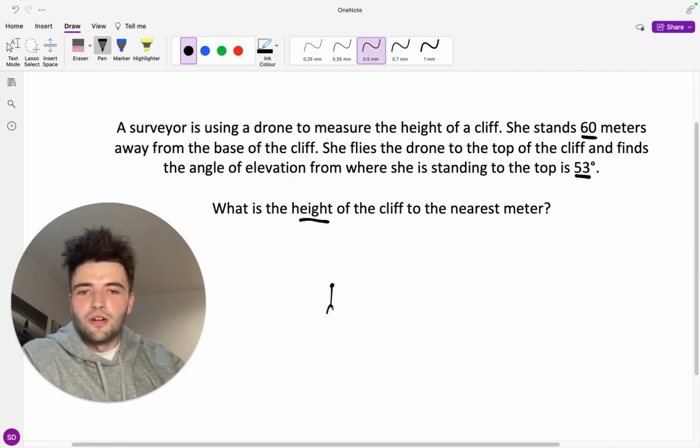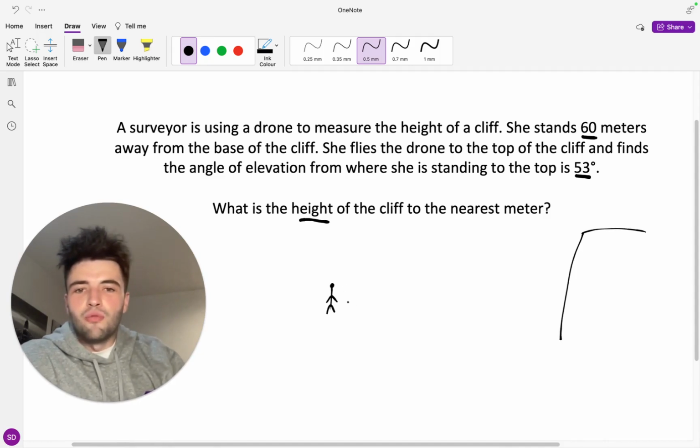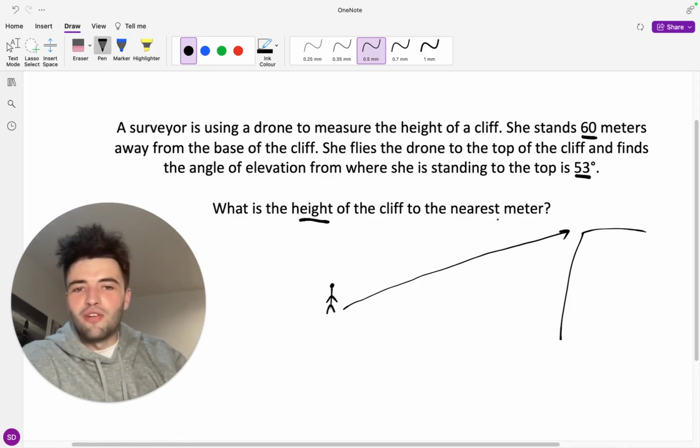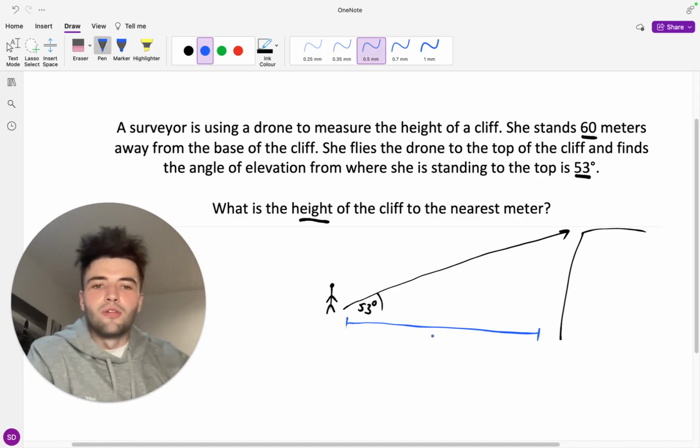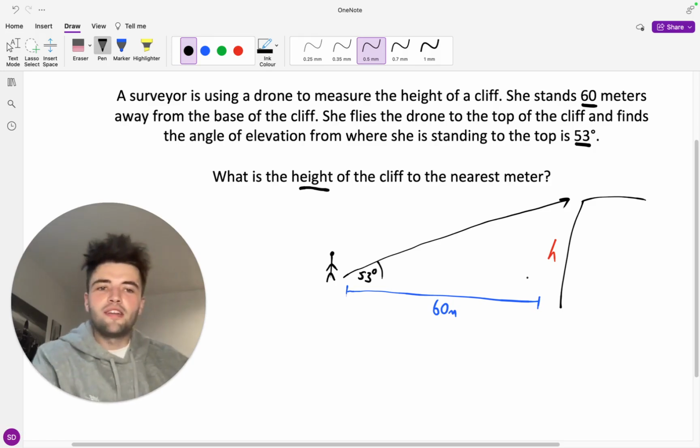To do this, I'm just going to draw a little stick figure for our surveyor. We know that there's a cliff somewhere over here, so we can just draw a big wedge, and we're told that from where she's standing to the top of the cliff, we always assume that we don't have to take into account this person's height, whatever height they are is not going to factor into the problem. So we assume they're looking from the ground level, and this angle of elevation is going to be 53 degrees. We're also told that her distance away from the cliff, so the horizontal distance, is going to be 60 meters.